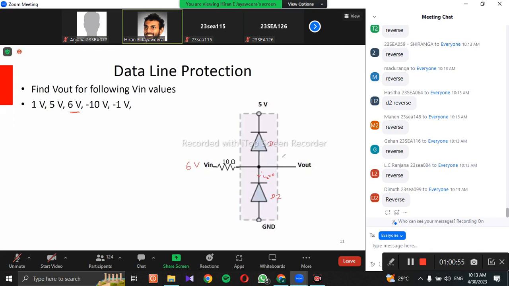Then what can you say about the diode D1? It is forward bias, right? Now D1 is forward bias and the potential at this point is 5 volts. And the potential drop across this diode, we can assume this is silicon, it is 0.7 volts. What should be the potential at this point?